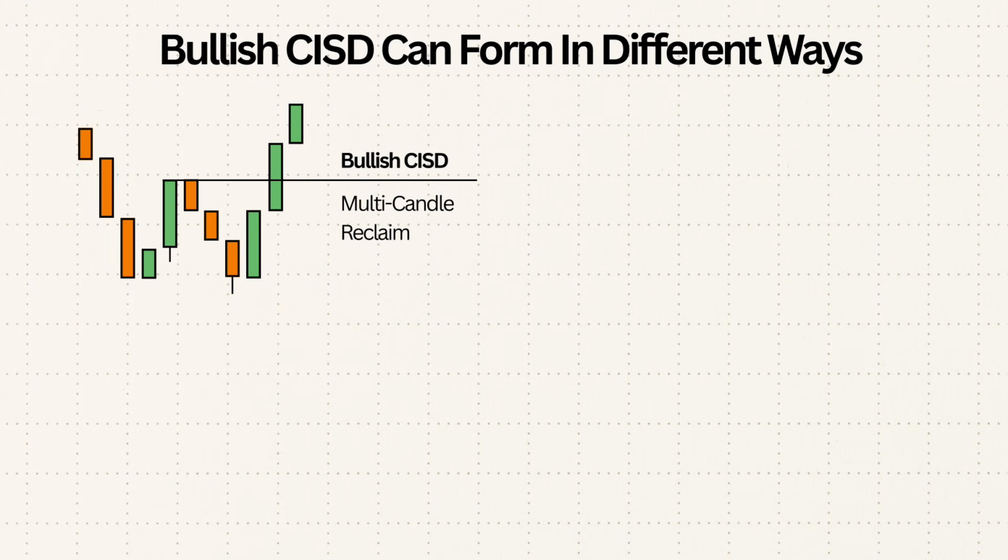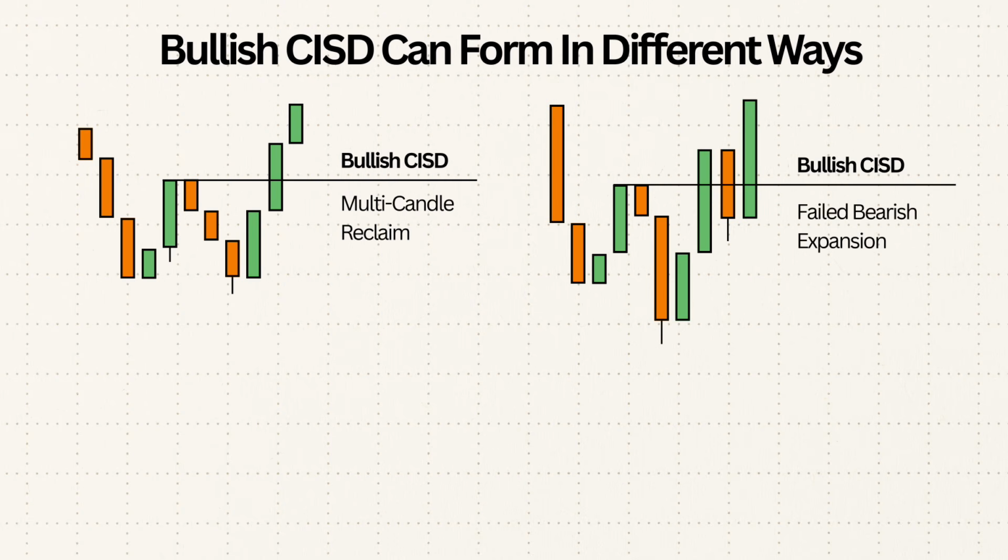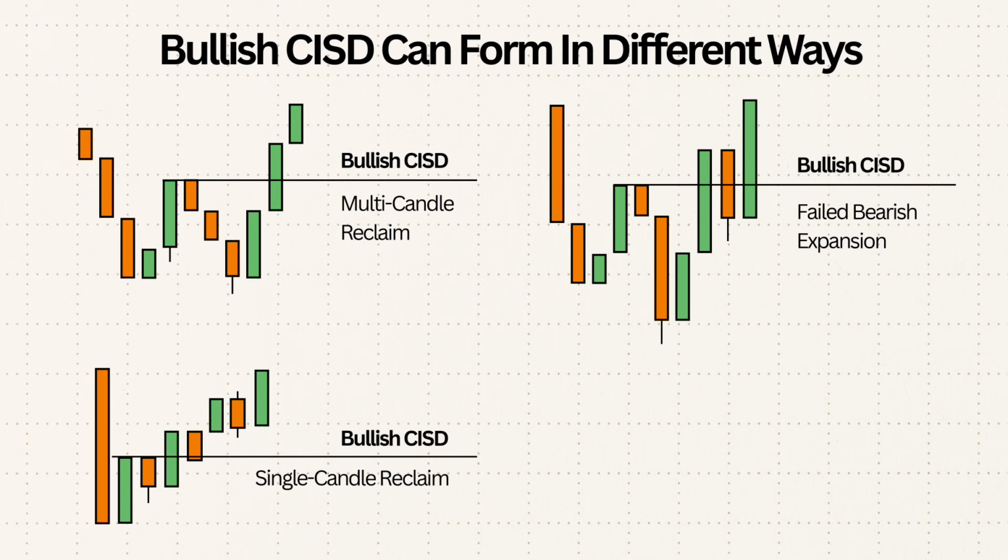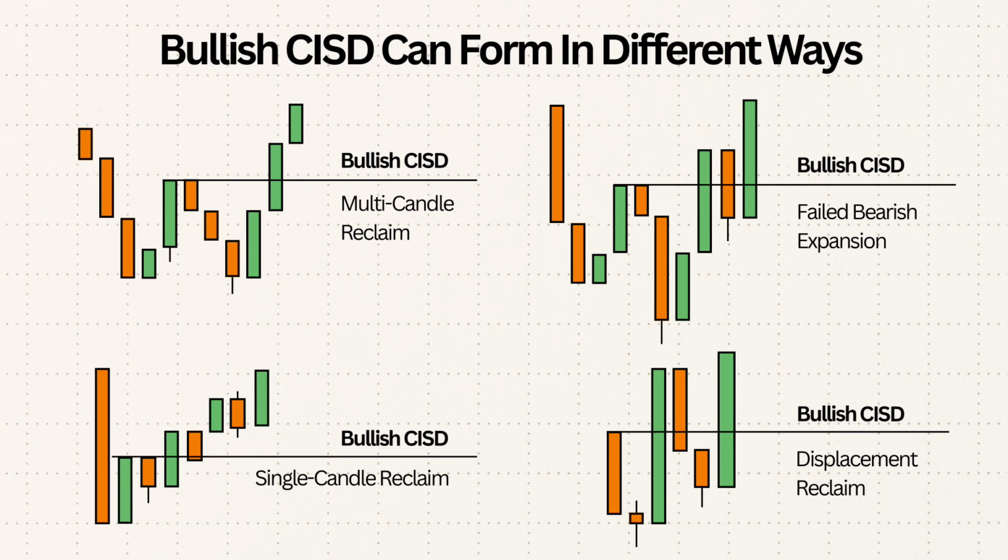Now let's look at a few different ways bullish CISD can form so we can better understand how this concept works across different market conditions. The shift can happen gradually through multiple candles, through a failed bearish expansion where sellers lose momentum, through a slower controlled reclaim, or aggressively through a strong displacement candle that quickly shifts delivery bullish. But the important thing is not memorizing these exact formations. What really matters is recognizing when bearish delivery starts failing and bullish delivery begins taking control. Because once a bullish CISD forms, the market is no longer delivering lower in the same way. It could be a sign that the bearish leg is coming to an end.